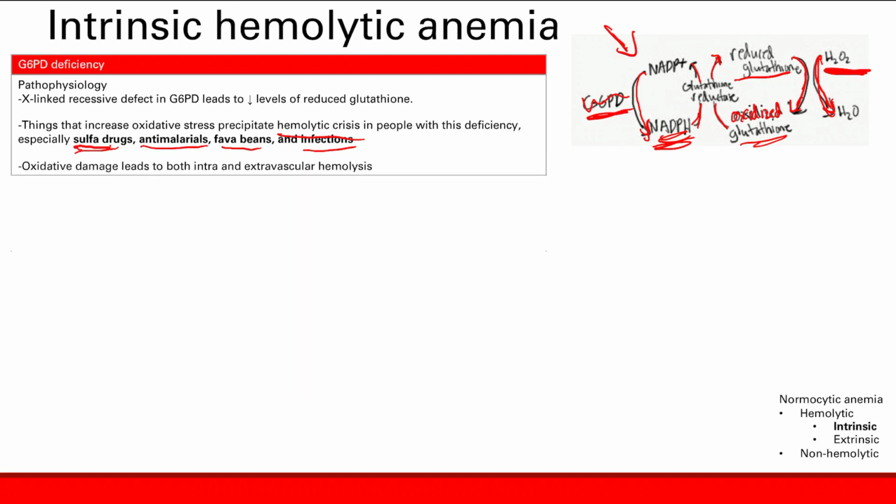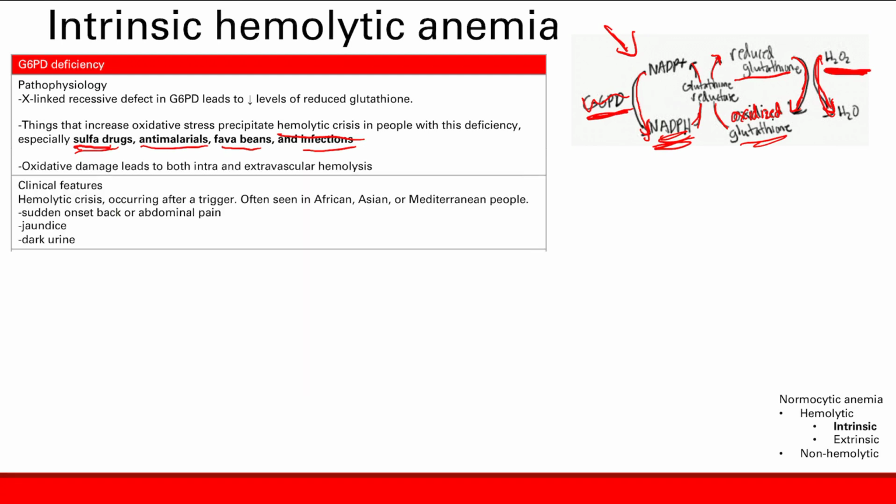So clinical features: you're going to get hemolytic crises occurring after a trigger. And again, you often see this in African patients, Asian patients, and Mediterranean people. What you're going to see is sudden onset back or abdominal pain plus the hemolysis symptoms. So you get jaundice and dark urine. Sudden onset back or abdominal pain with some jaundice or dark urine.